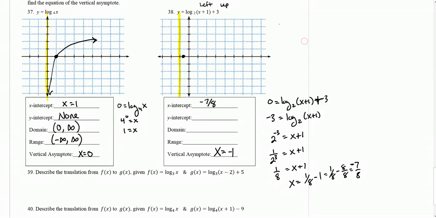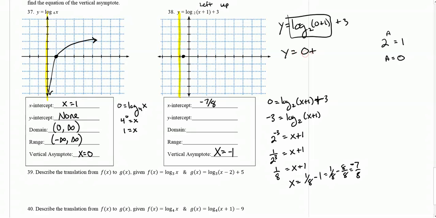For my y-intercept, I'm going to plug in 0 for x, and I get y is log base 2 of 0 plus 1 plus 3. And I want to first find out what the log is. So 2 to what power is equal to 1? We know that power is going to be 0, so y is 0 plus 3, and so that's our y-intercept, 3. So I'll put a point at 3, and so we have this shape here.